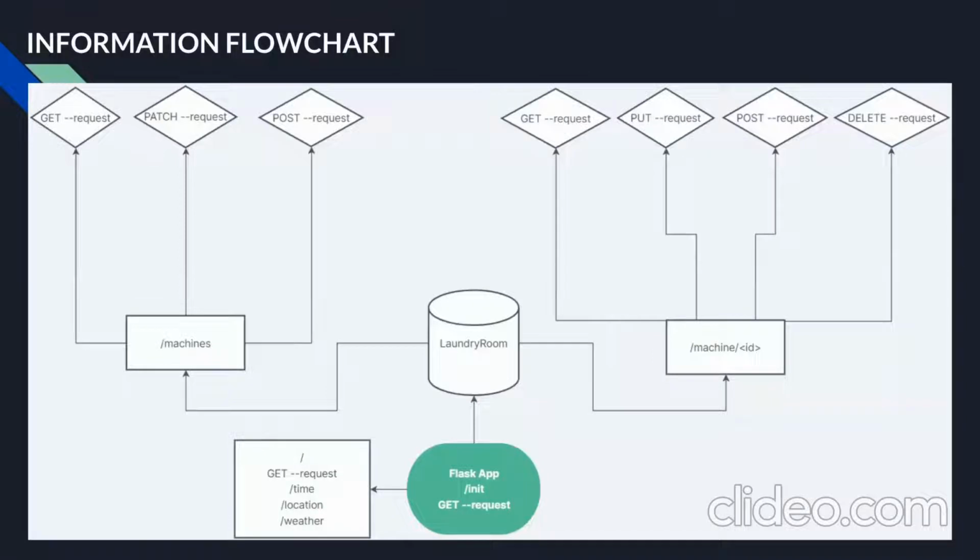As you can see, our Flask app talks to our database, laundry rooms. We have 2 main endpoints and 4 sub endpoints. In our machines endpoints, we have requests that work with general machine lists. In our machine ID endpoints, we have 4 requests to work with and manipulate a specific machine. Next slide.